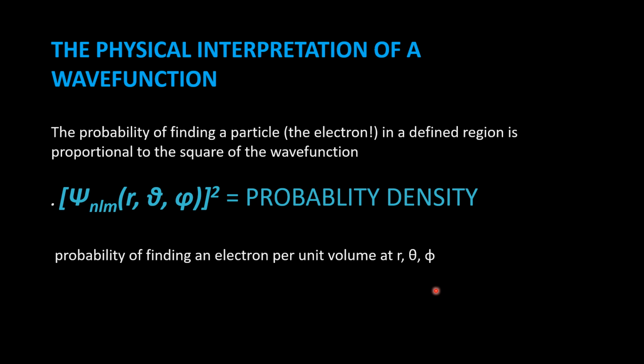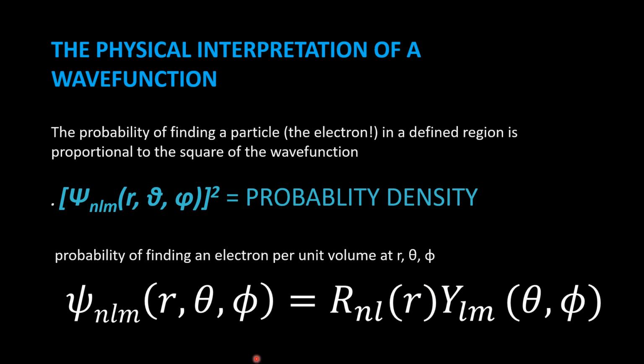Okay, now there is another way of looking at the wave function. We can split the wave function, which depends on r, theta and phi, along with the values of the quantum numbers n, l, m. All these parameters together define the shape of the orbital. So we can split this wave function into two parts: R n l of r, which is called the radial part, and Y l m of theta and phi, which is called the angular part of the wave function.